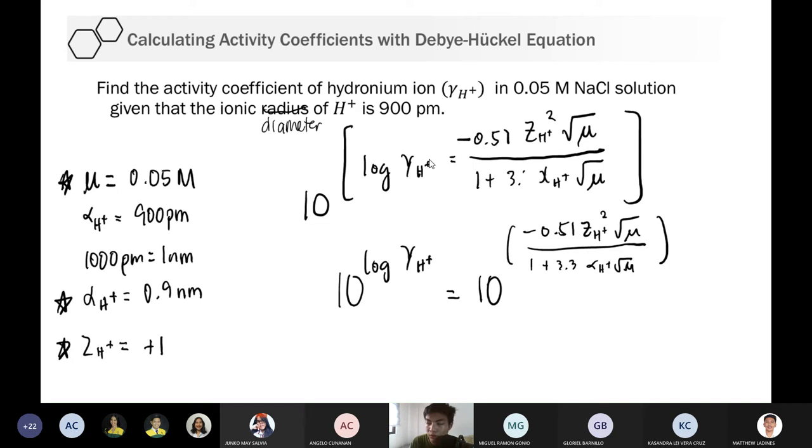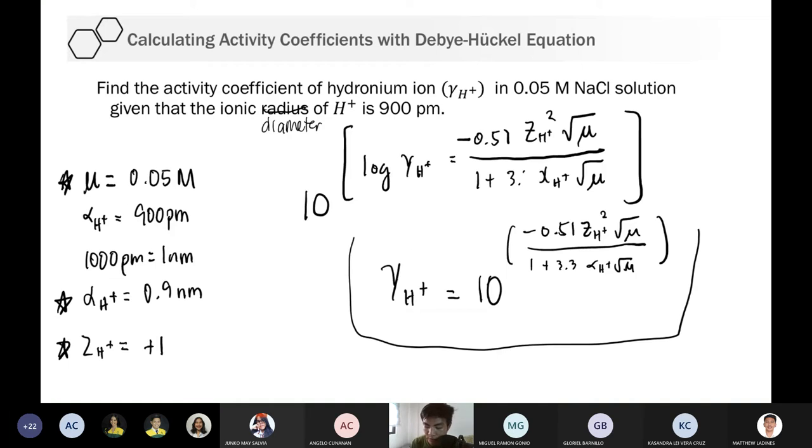Okay, so ito yung anti-log. Yung equation mo, yung buong function mo, gagawin mong exponent ng 10. Yun yung sinasabing anti-log. Okay. So what will happen? The logarithm and the base 10 function, they will cancel out each other. They are inverse functions. So ibig sabihin magka-cancel out yung mga function na yan. So your gamma bababa na siya. So to solve for gamma H plus, this will be our working equation. Gamma H plus equals 10 raised to negative 0.51 Z squared square root of mu all over 1 plus 3.3 alpha square root of mu.